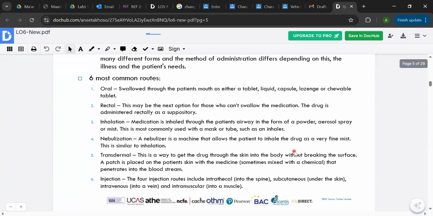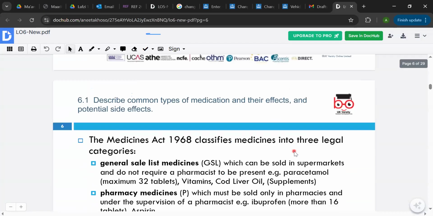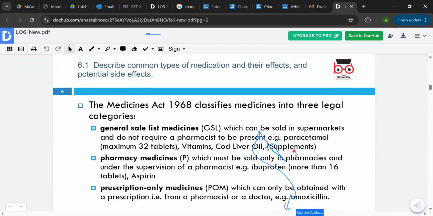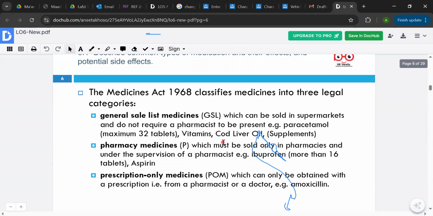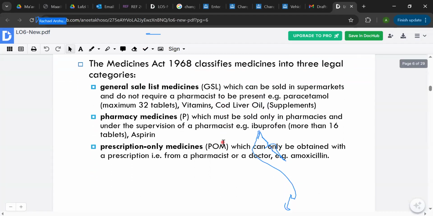Okay. So now we go on to describing the common types of medication, their effects, and the potential side effects. According to the Medicines Act 1968, it classifies medicines into three legal categories. So that's general list.